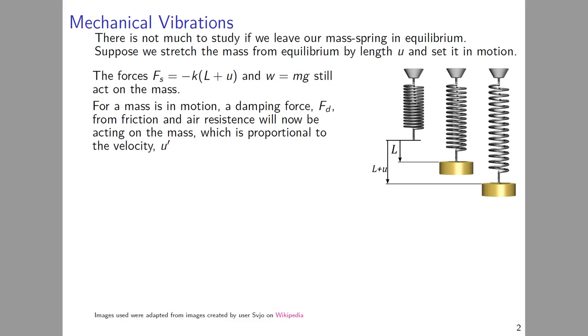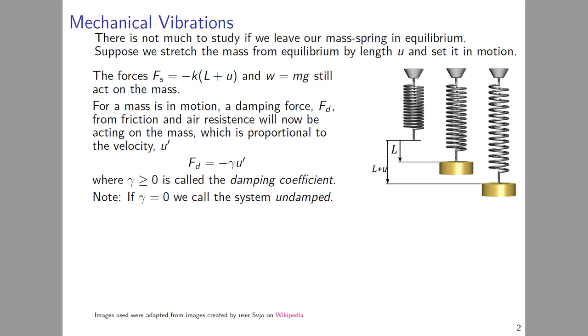This force will be proportional to the velocity u prime. In particular, we'll write F sub d as negative gamma times u prime, where gamma is greater than or equal to 0 and called the damping coefficient. Again here, the force is acting in the opposite direction of velocity, so we want our proportionality constant to be negative. So we write it as negative gamma for a positive gamma. Or in the undamped case, we have gamma equals 0.